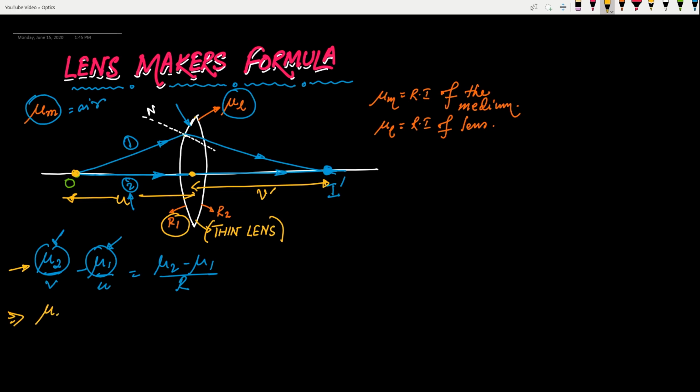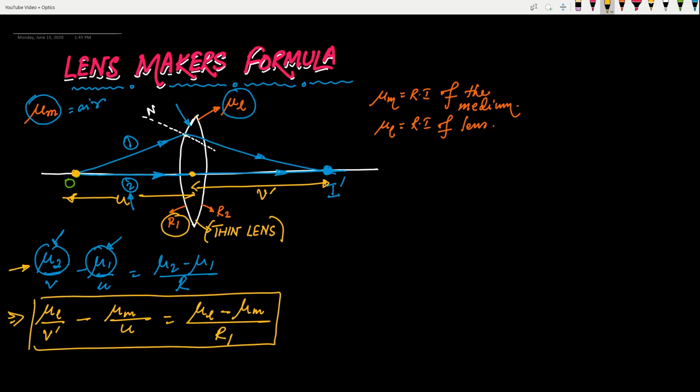Mu2 here will be mu l. I hope this is clear. I've explained this in my earlier video. And v, that is the image distance here, is v dash minus mu1 is that of the medium, and u, that is the object distance here, is u. Mu2 is again mu l, mu1 is mu m, and r is the radius of curvature of the first surface, r1. So this is the first equation that we will get because of refraction on the first surface.